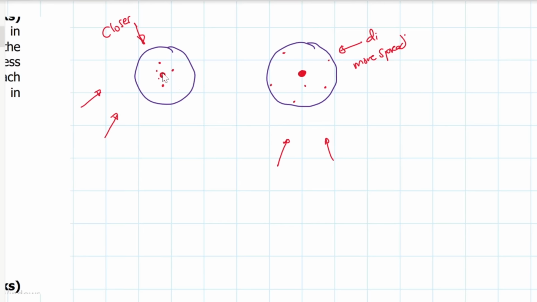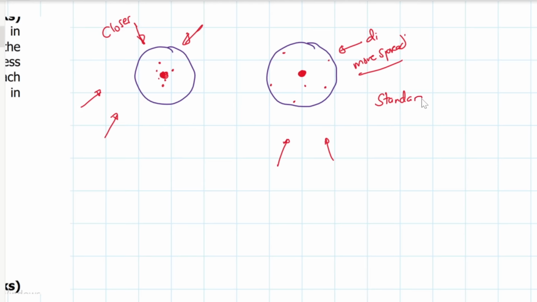Here, these ones are closer to the bull's eye. They are closer to the center. So what does that mean? This one has more spread and this one is closer. How do we determine this in statistical language? How do we determine the spread? We are going to determine the spread using a parameter we are going to call standard deviation.